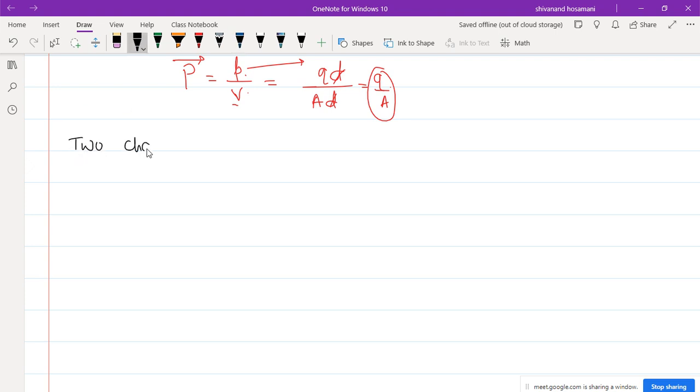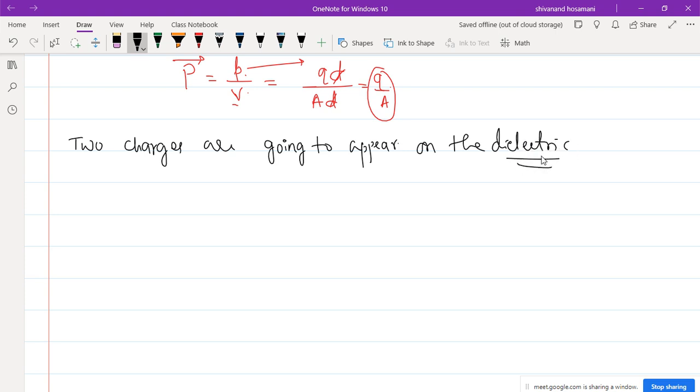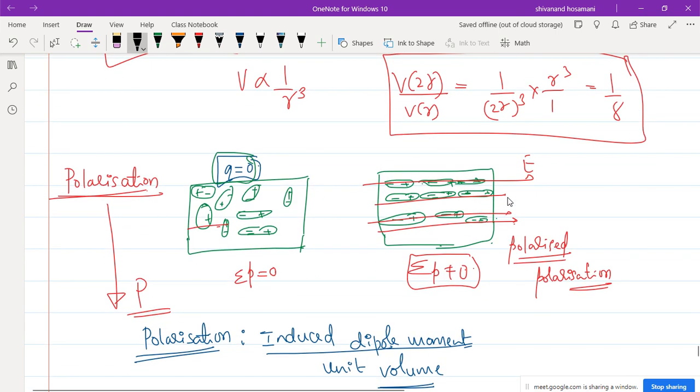Two charges are going to appear on the dielectric. On the dielectric, that material is always a dielectric material. Remember, this material is called a dielectric material.